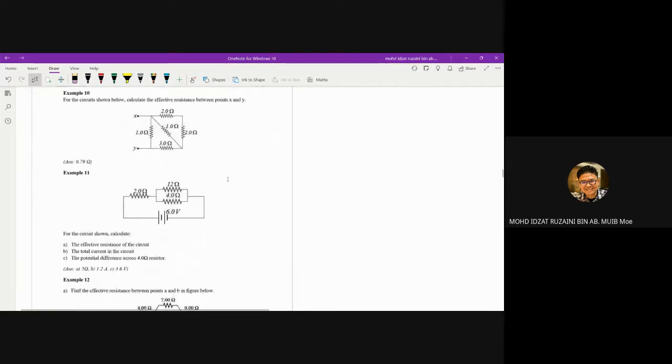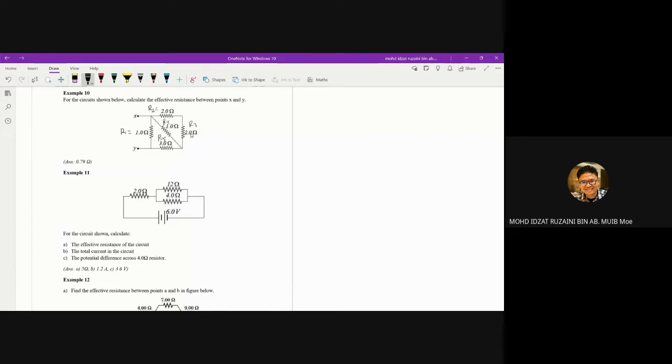Let's go to one of the questions over here. Example 10. For the circuit shown below, calculate the effective resistance between point N and point Y. Diminta kamu cari R effective. The question asks you to find what is the R effective of the circuit. So which one we have to solve first? Before you start doing that, kamu kena label this one. Let's say we label this one R1, ini ialah R2, ini ialah R3, ini ialah R4, ini ialah R5.